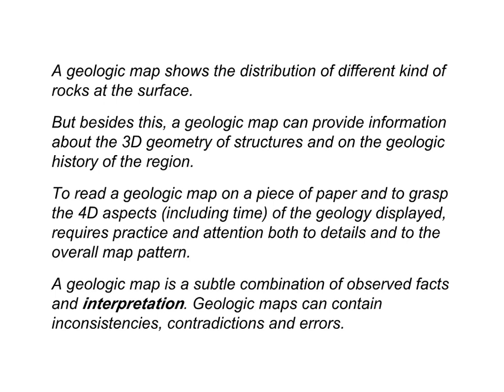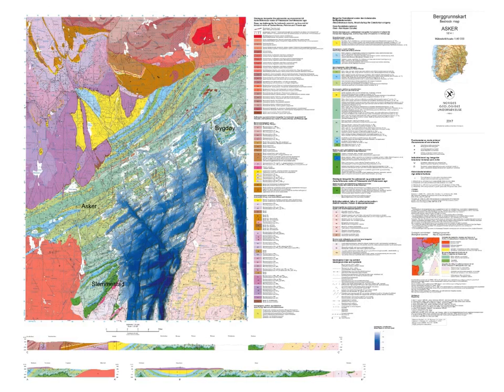A geologic map is a subtle combination of observed facts and interpretation. Notice that the word interpretation is highlighted. Geologic maps can contain inconsistencies, contradictions, and errors. This is an example of a geologic map. The geologic map of the Asker region, southwest Oslo.